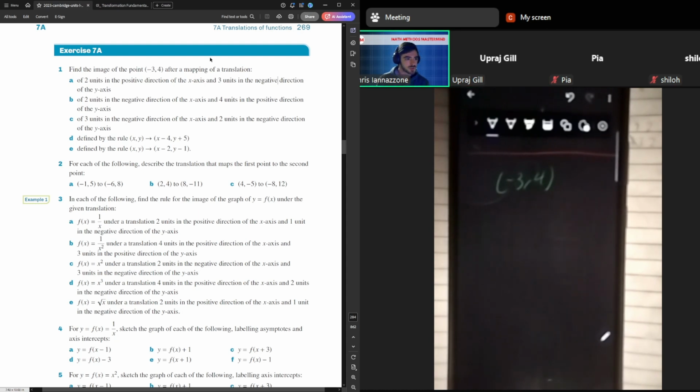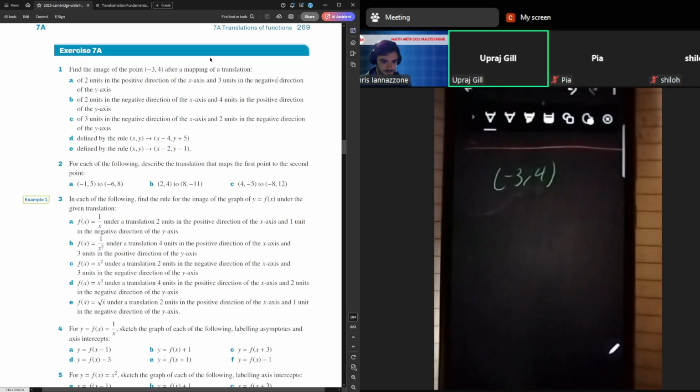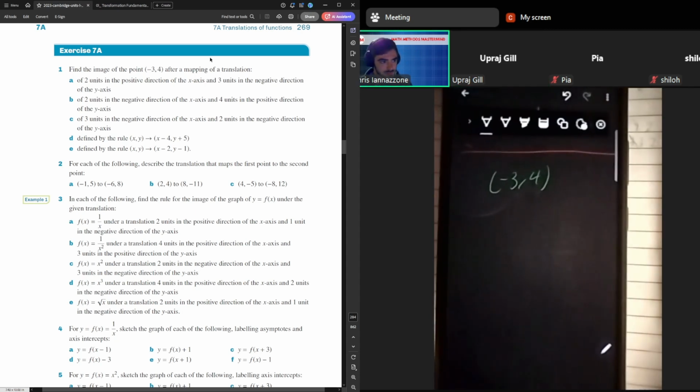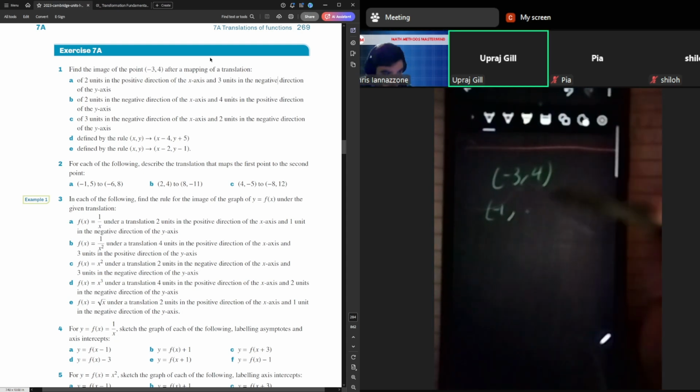Yep. What would that be then? So after this, the x point would become -1. Yep, so we got negative 3 plus 2. That's good. The y point would become 1. So the final coordinate would be -1, 1.